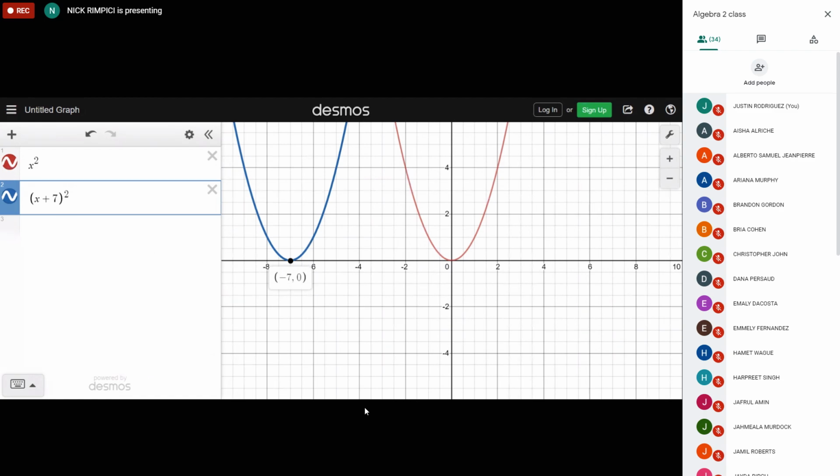So by adding whatever number I add, that's going to move the graph left. And this is h units. So in this case, h is this value here. So it shifted it over 7 units. So whatever I add directly to x is how far left the graph's going to move. Any questions on that?